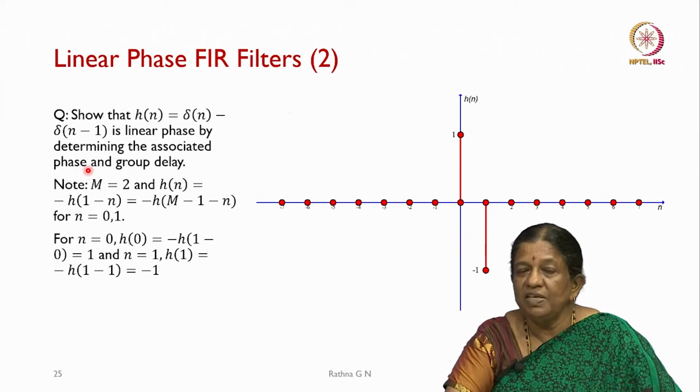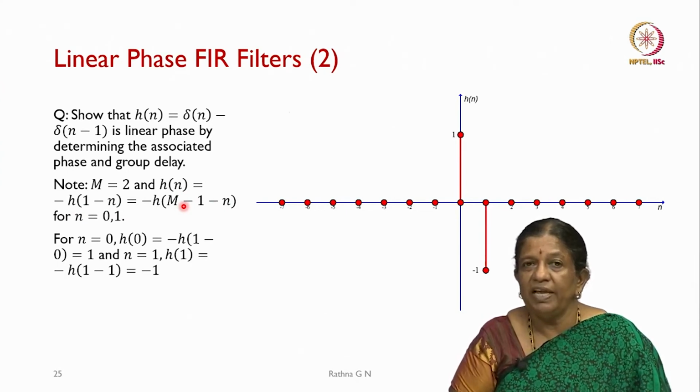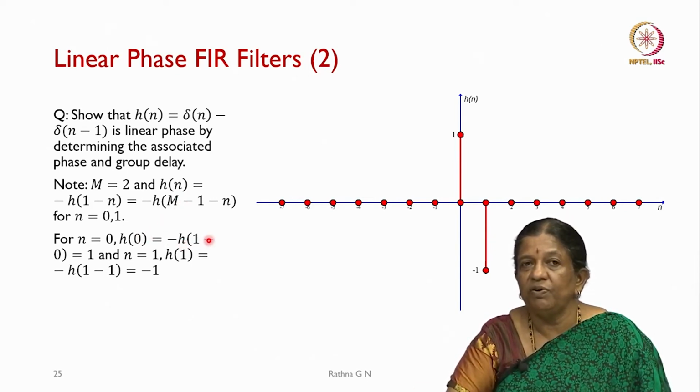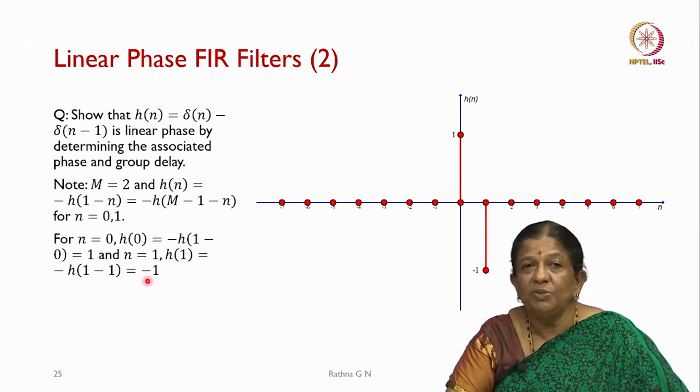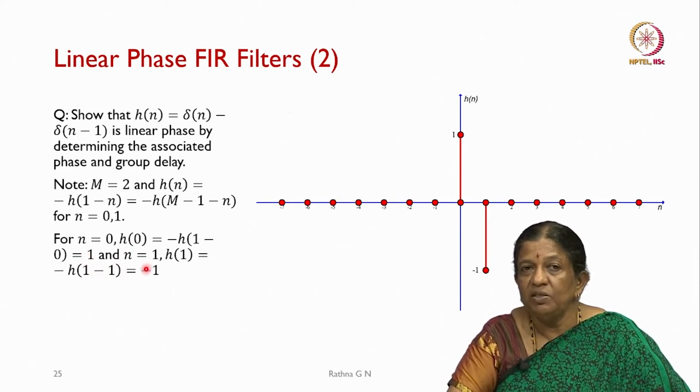For that we have to see the phase response as well as the group delay. Note that in this case M is equal to 2, second order, so h of n will be equal to minus h of 1 minus n, which is minus h of M minus 1 minus n. These are the two things we will substitute. First, n is equal to 0, 1 because M is equal to 2. When n is equal to 0, h of 0 will be minus h of 1 minus 0, which is nothing but h of 1, and when n is equal to 1, h of 1 will be minus h of 1 minus 1, which is minus h of 0. h of 0 is 1, so it becomes minus 1.